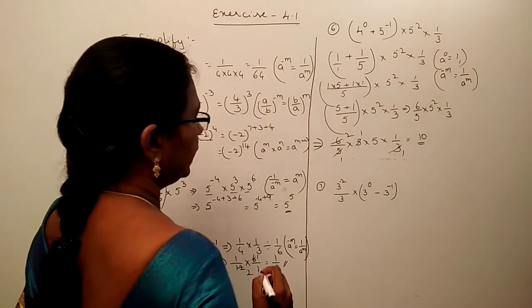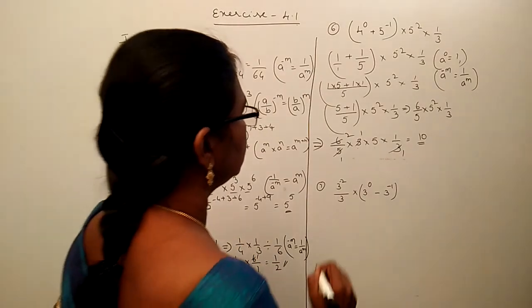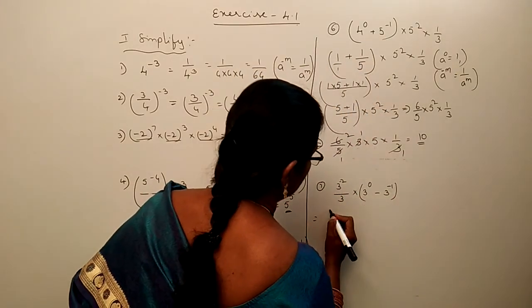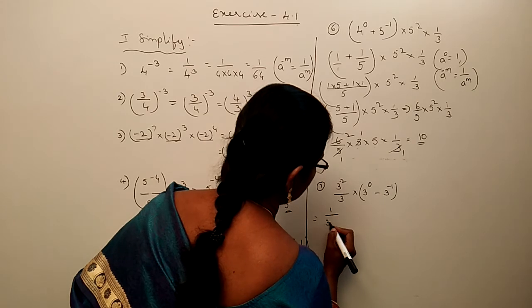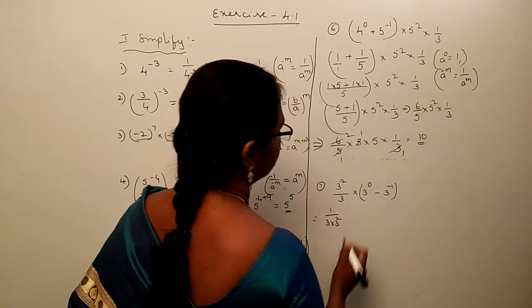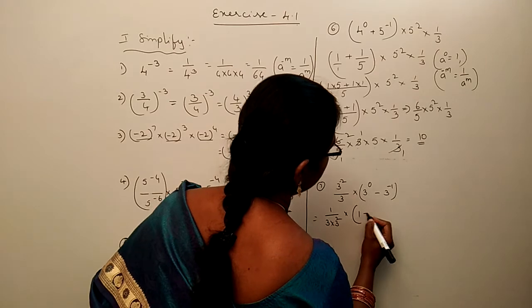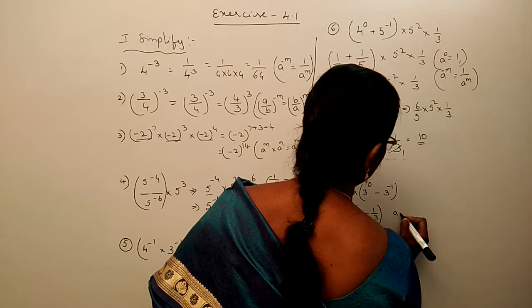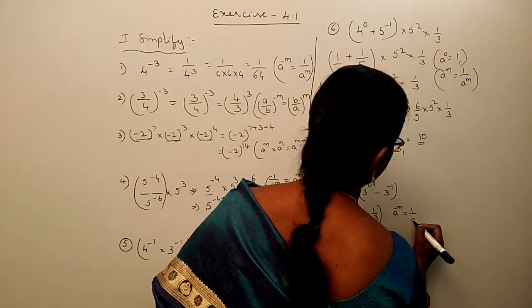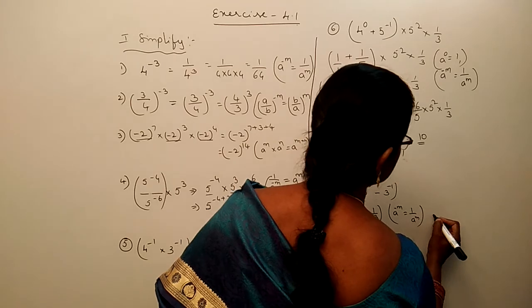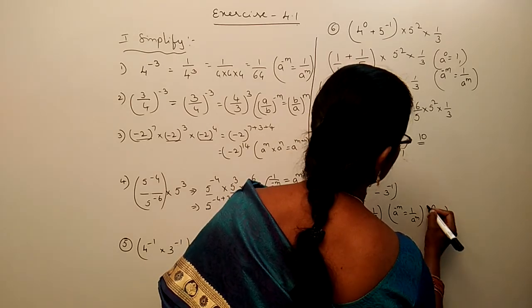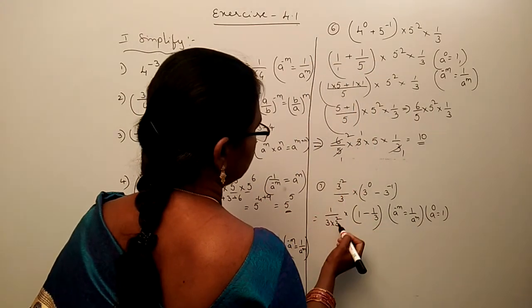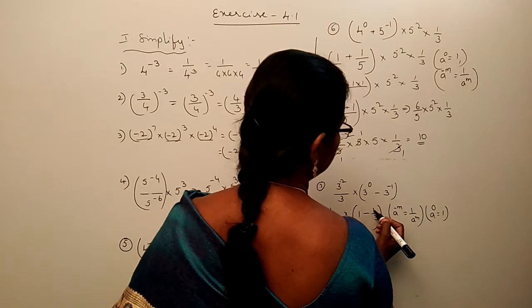Next. 3 to the power of minus 2 by 3 into 3 to the power of 0 minus 3 to the power of minus 1. First, 1 by 3 into 3 square into 1 minus 1 by 3. Why? A to the power of minus m is equal to 1 by a to the power of m. Next, a to the power of 0 is equal to 1. How to write now? 3 to the power of minus 2 will become denominator. This will become 1 by 3.